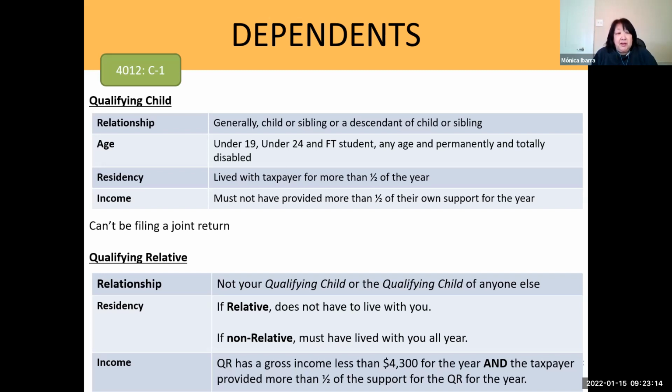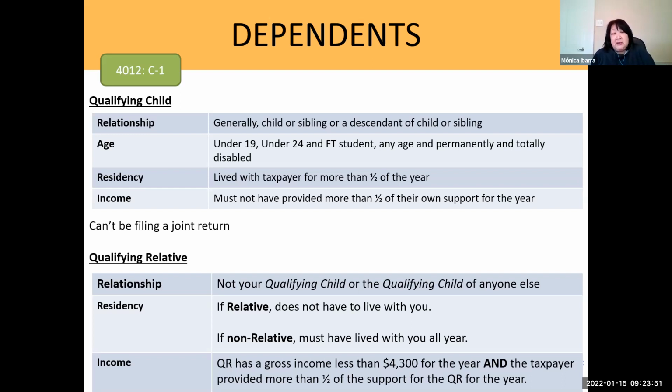So the relationship of a qualifying relative is kind of thrown out, but it's not for a qualifying child. Qualifying child is kind of the preferred, because qualifying children qualify you for more credits than your filing status. There are also credits for having qualifying children for other things. If it's a relative, it depends on who the relative is, but they do not necessarily have to have lived with you. But a non-relative has to have lived with you all year.